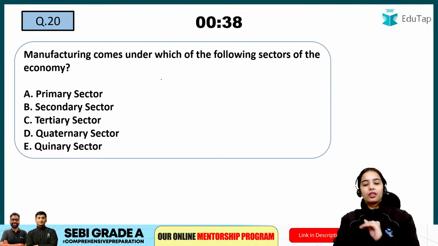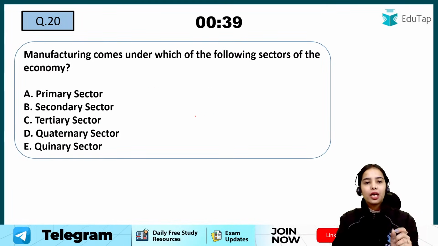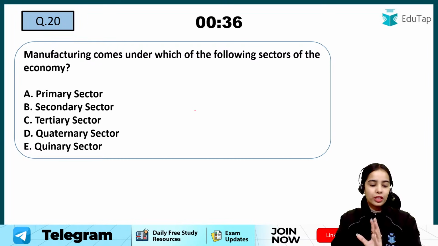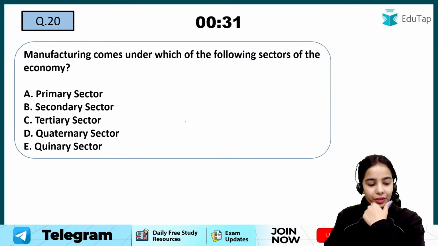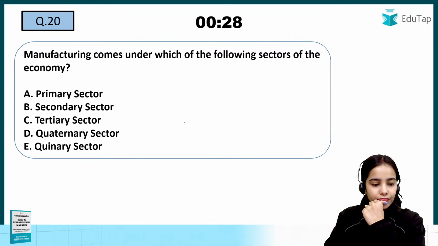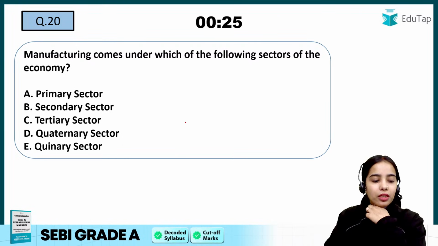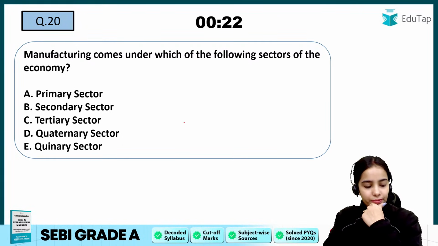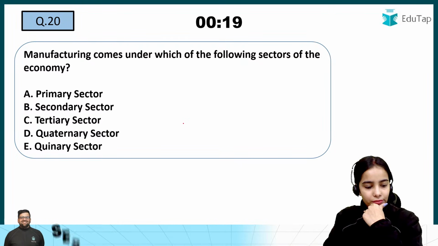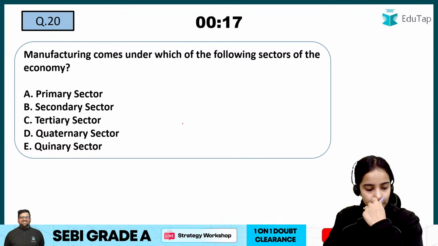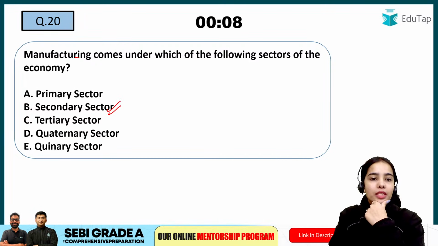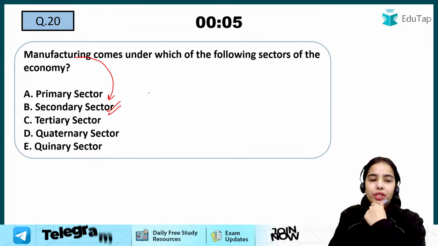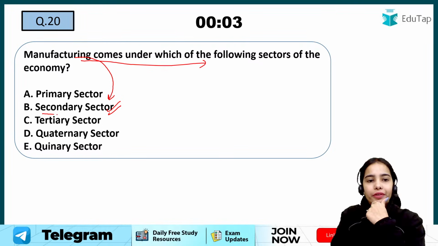Now, manufacturing comes under a very easy question. Manufacturing comes under which of the following sectors of the economy? Primary sector, secondary sector, tertiary sector, quaternary or quinary? Very good. Secondary sector is the answer. This kind of question has come in your RBI Grade A examination in phase 1. Manufacturing comes under secondary sector.